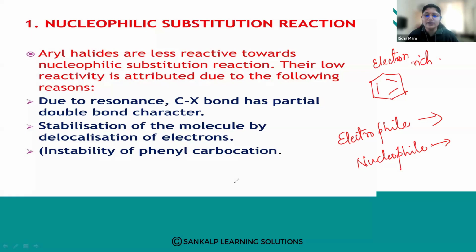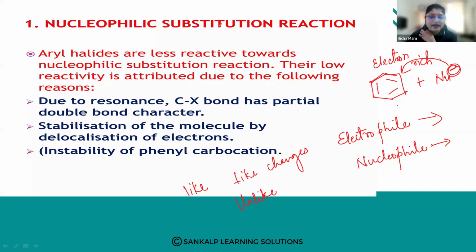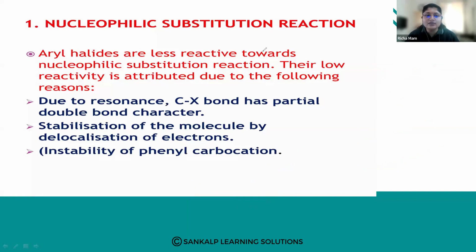Now, tell me, whenever like charges are there, what will happen? When you have two like charges, they will repel each other, and unlike charges will attract each other. Now, if you have two electron-rich species, suppose I have a benzene ring and I have a nucleophile, is it possible for the reaction? Will the charges attract each other? No, right? There will be a repulsion. As the electron-rich nucleophile approaches this benzene ring, it will repel, and thus the nucleophilic substitution is not possible.